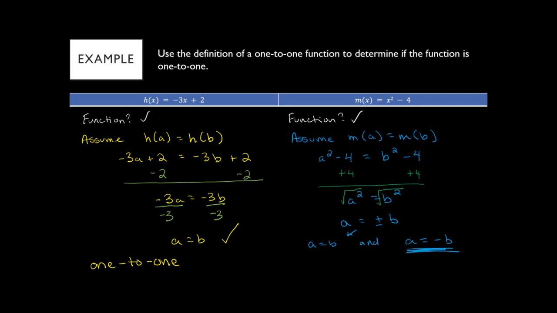Because we also got that a equals negative b, this means it is not 1-to-1, because for this y value, there are two different x values, b and negative b. In order for it to be 1-to-1, there needs to be only one x value, but I got two answers here. So because I got two, a positive and a negative, this means it is not 1-to-1.